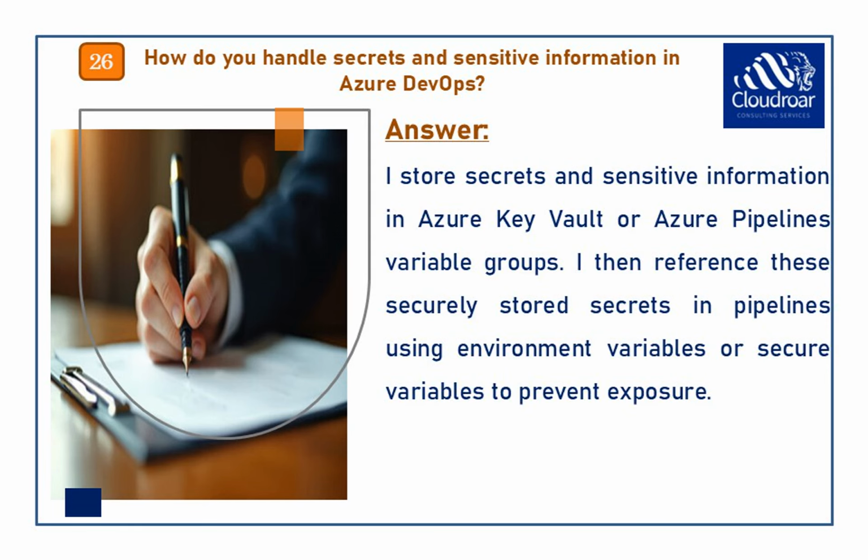Question 26. How do you handle secrets and sensitive information in Azure DevOps? I store secrets and sensitive information in Azure Key Vault or Azure Pipelines variable groups. I then reference these securely stored secrets in pipelines using environment variables or secure variables to prevent exposure.